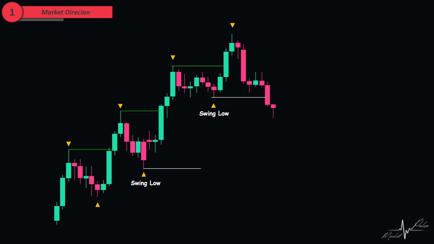And once again, we remain bullish as long as price stays above that level. However, if price breaks and closes below the protected low, that signals a change of character. This tells us that buyers have failed to defend the structure, and sellers may now be taking control. In other words, it's an early signal that a potential market reversal could be forming.